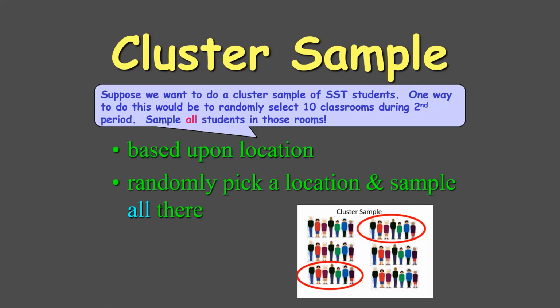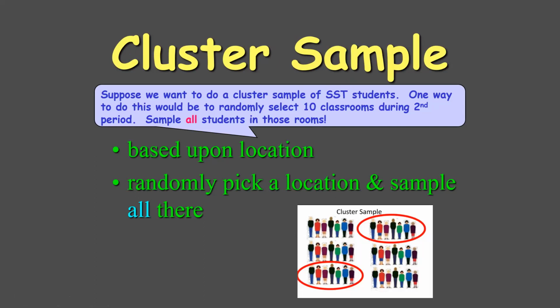And with a cluster, you randomly pick a location and you sample all there, okay? So let's say if I'm randomly picking a city, I'm going to ask everybody in that city the question. Suppose we want to do a cluster sample of SST students. One way to do this would be to randomly select 10 classrooms during second period, and you would sample all students in those rooms. So if you're choosing an exact classroom, that's going to be based on location, okay?